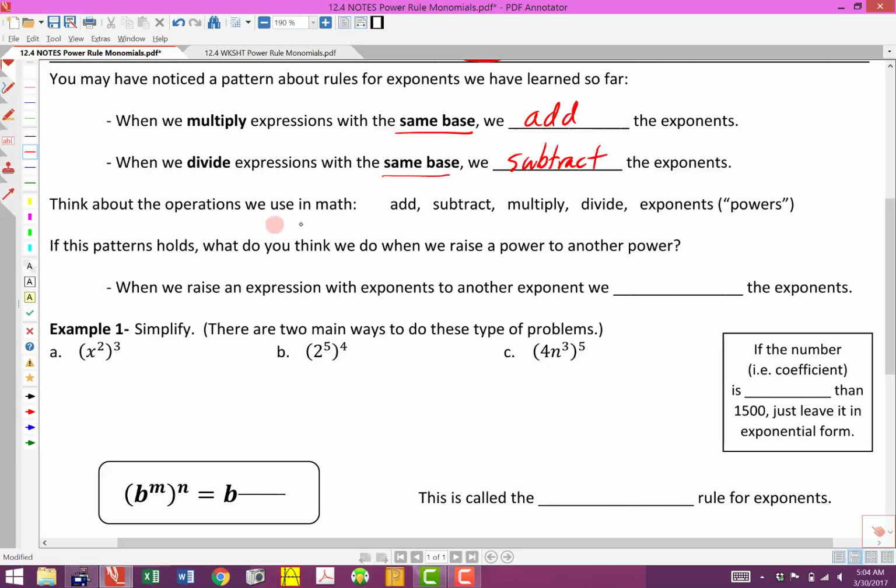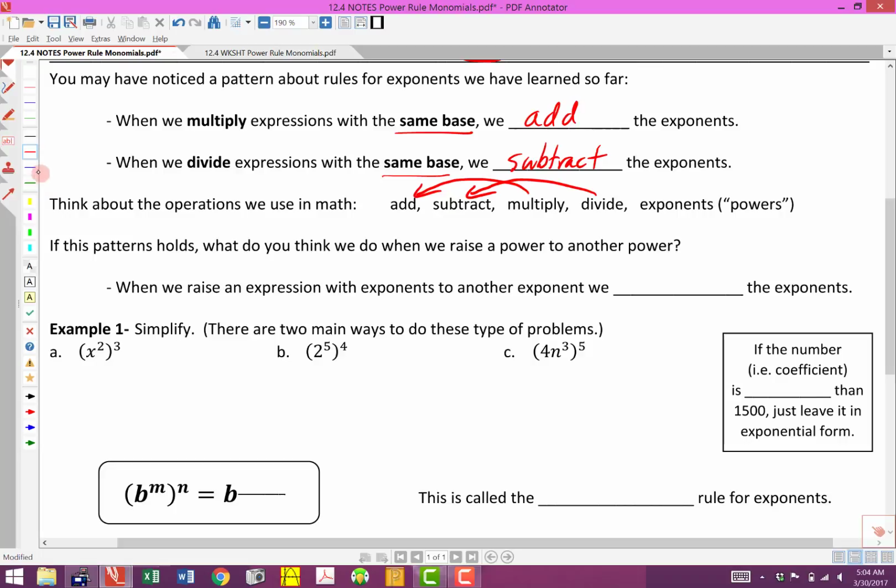So if you think about the operations that we use in math and the way we learn them, we learn how to add, then we learn how to subtract, then we learn how to multiply, then we learn how to divide, and then we learn about exponents and powers. So when we're multiplying expressions with the same base, we end up adding. When we divide expressions with the same base, we end up subtracting those exponents.